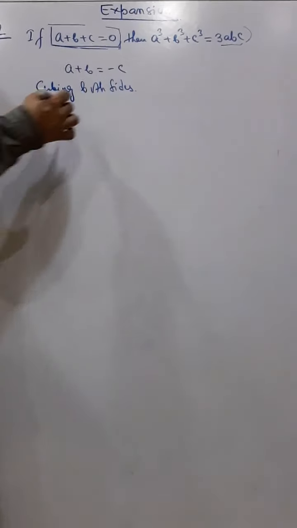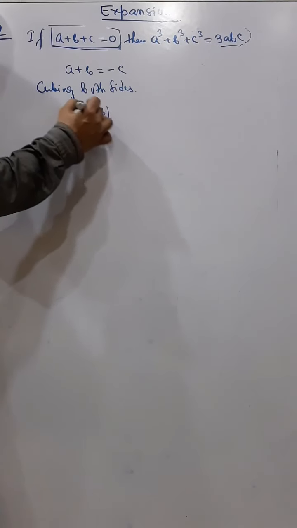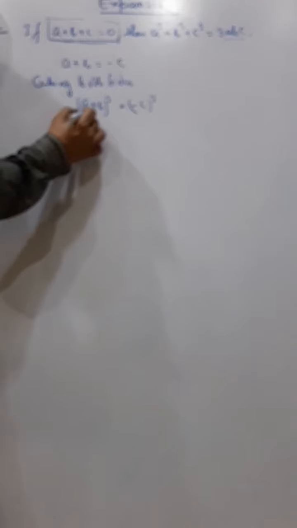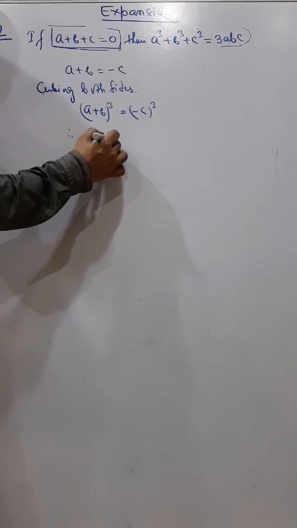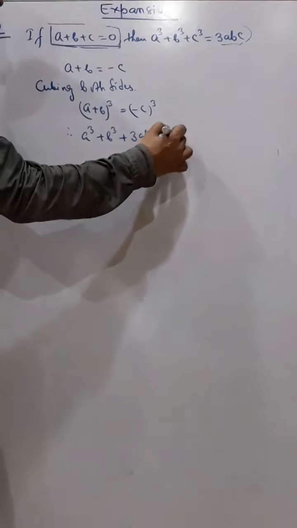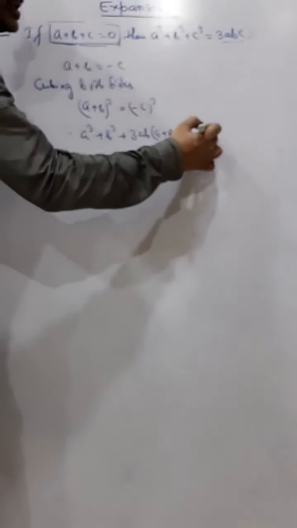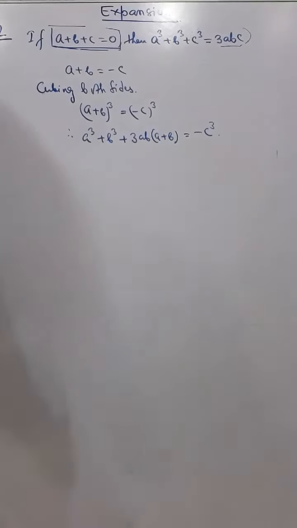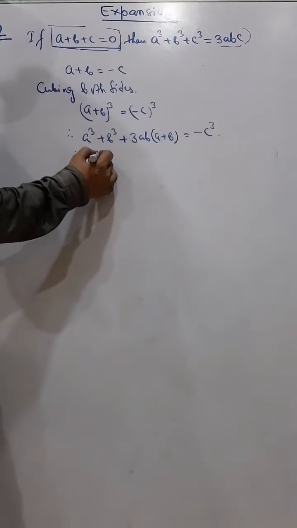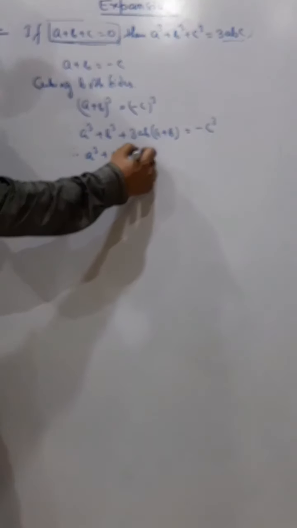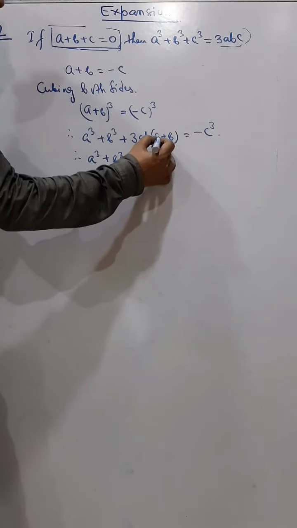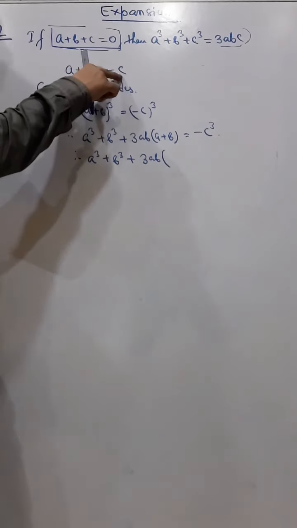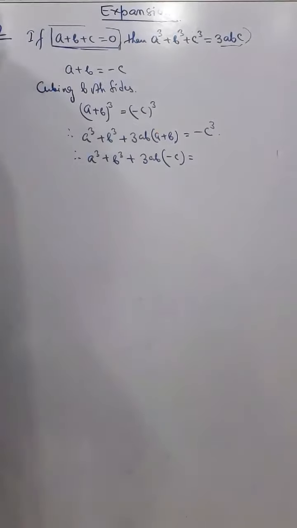Cubing both sides, we get (a + b) whole cube is equal to (minus c) whole cube. Then we will use the formula a cube plus b cube plus 3ab(a + b), and minus c whole cube means it will be minus c cube. Therefore we can say that a cube plus b cube plus 3ab(a + b), and we know a plus b is minus c, so in place of a plus b we will put minus c.